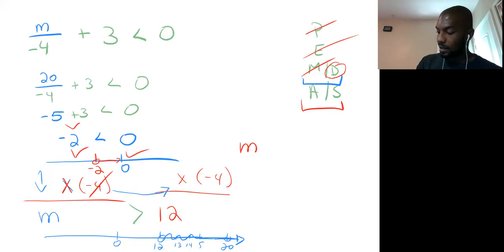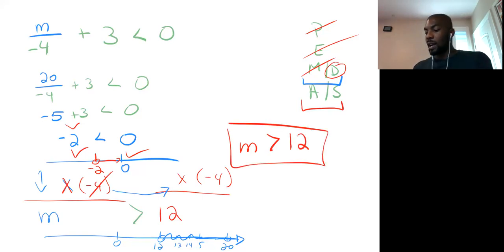M should be greater than 12. Pick a number that is greater than 12 for m, and your equation over here will check out.